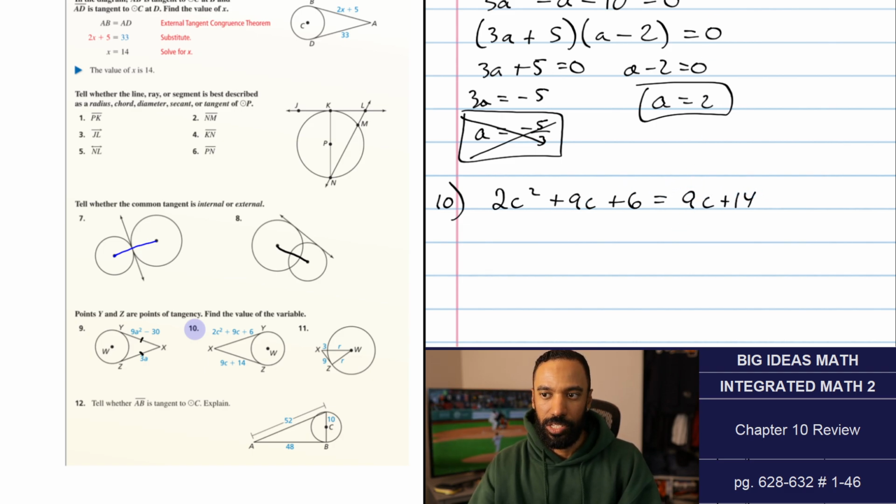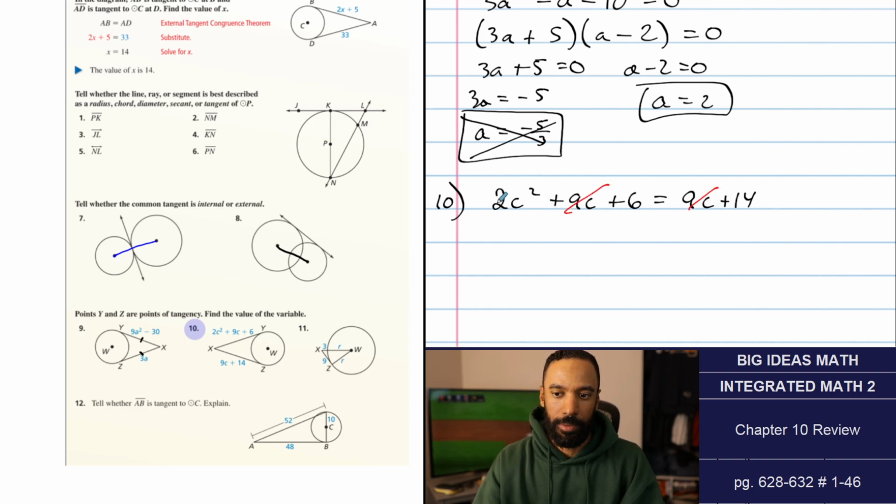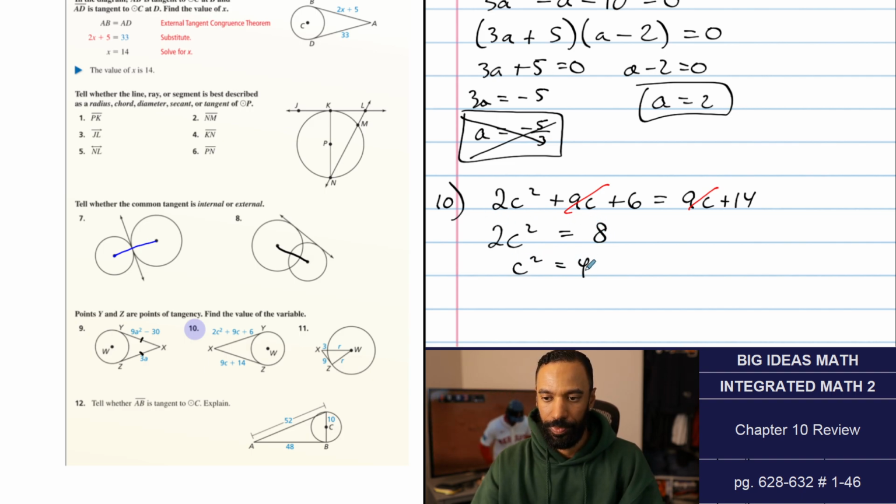We subtract 9c from both sides, and you're going to see that they actually cancel out. I'd rather isolate my squared quadratic term, and I'd subtract 6 over to this side to solve this, because I can solve using square roots. Divide both sides by 2, and take the square root of both sides.